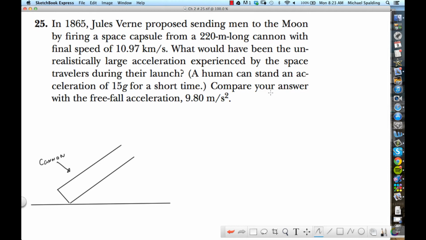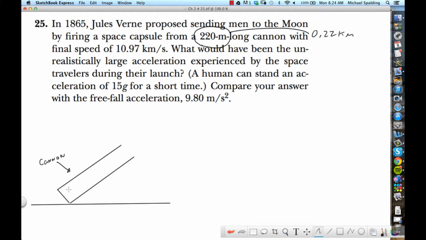So right off the bat, you got to pay attention to units. We have kilometers and meters. Are those going to work together? So what I would do is change one of them to match the other one. So let's take this 220-meter-long cannon, and we'll change it to 0.22 kilometers. 220 meters is the same as 0.22 kilometers.